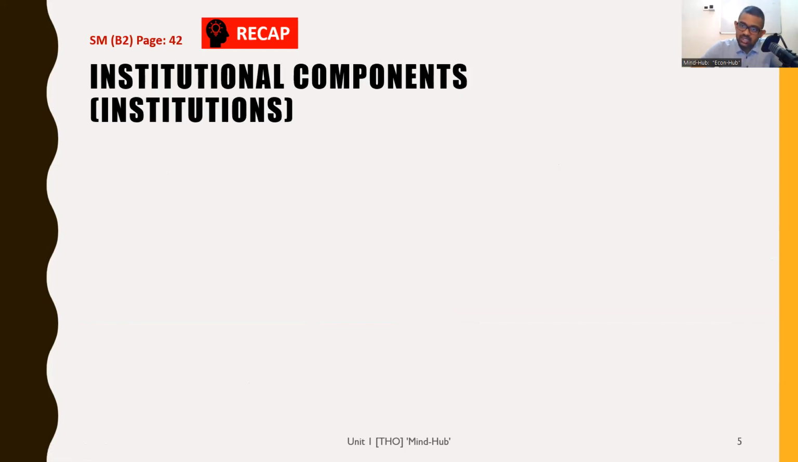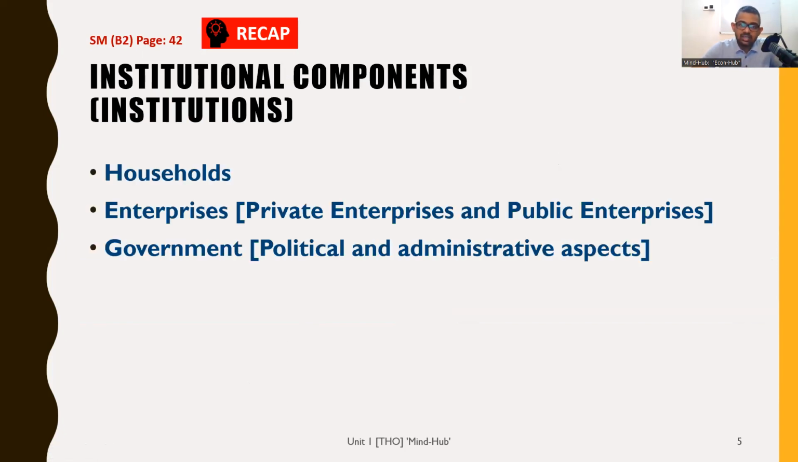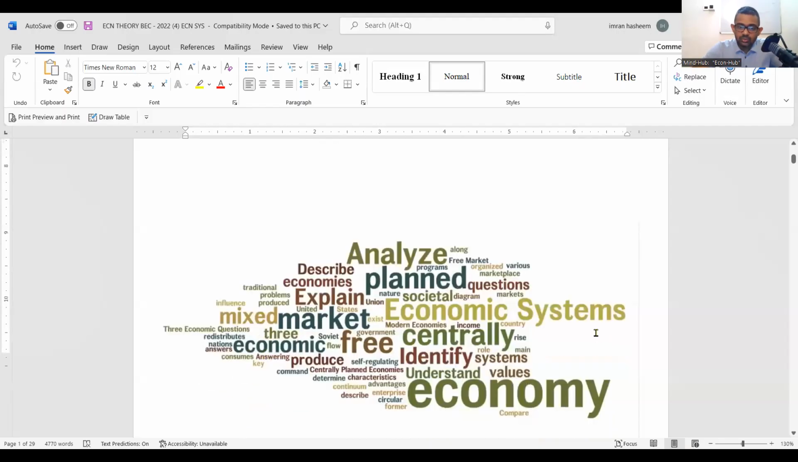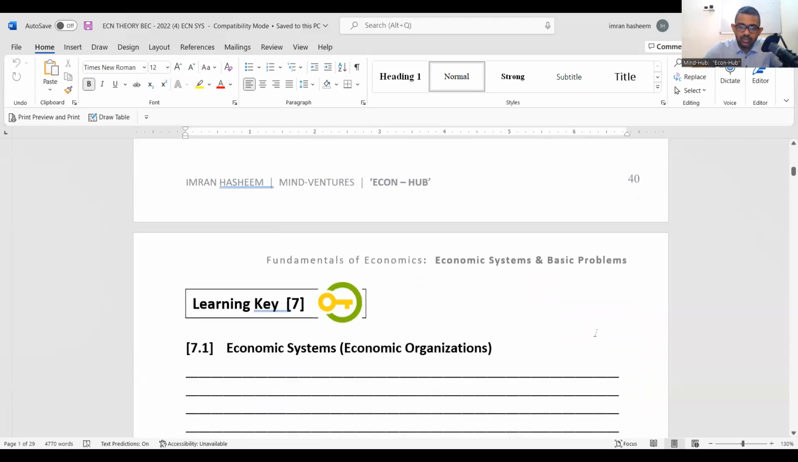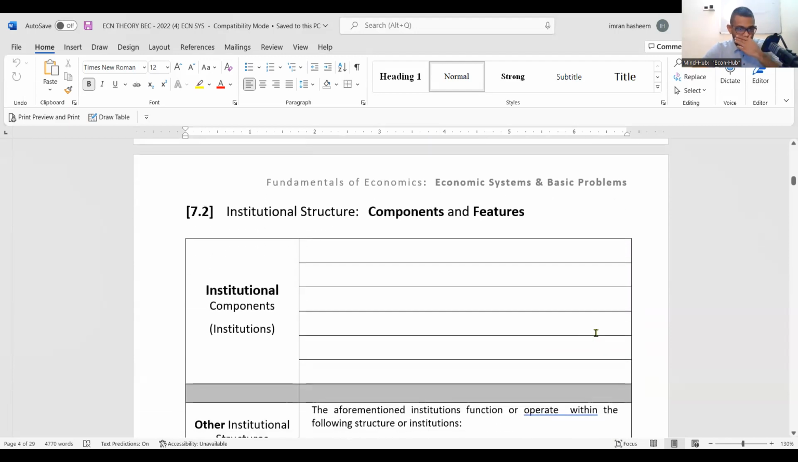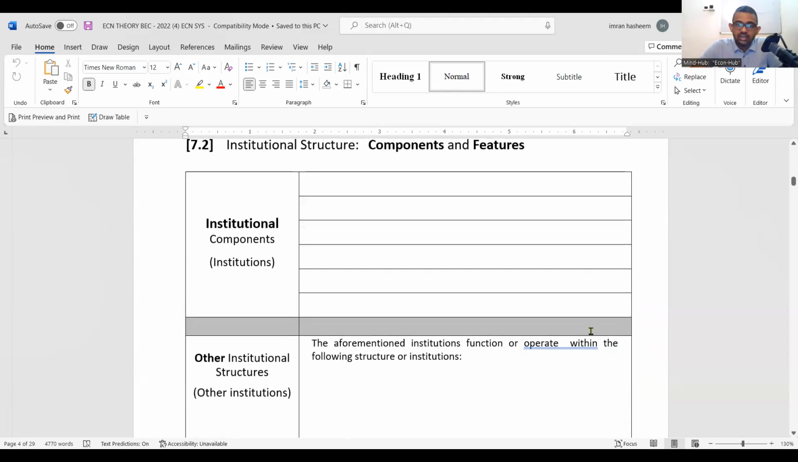Institutional components, because in the definition we said the economic system is an institutional mechanism. So what are the main institutions we see within an economic system? So we completed a table last week, right? I'll quickly share this. You guys will remember then. So yeah, we completed this particular table on page number 42, right? The institutional structure within every economic system. We have to learn about six main institutions. We are very clear on them.